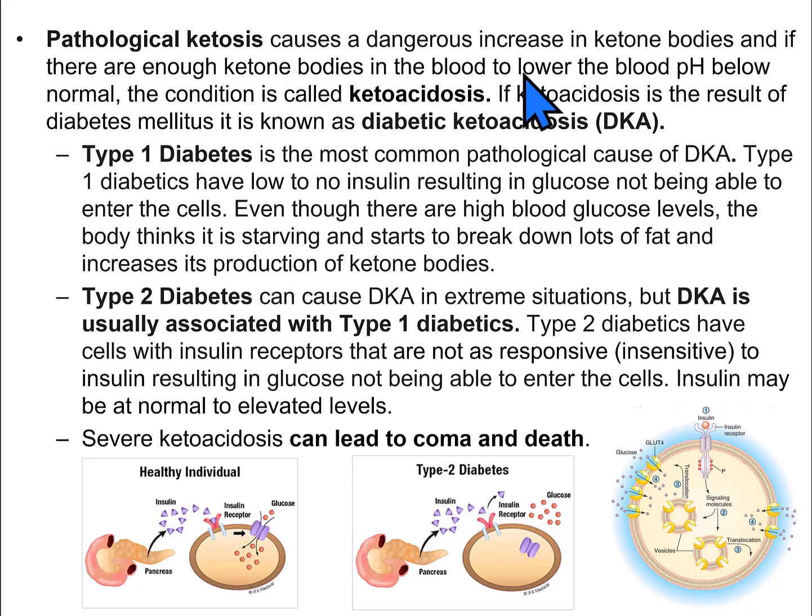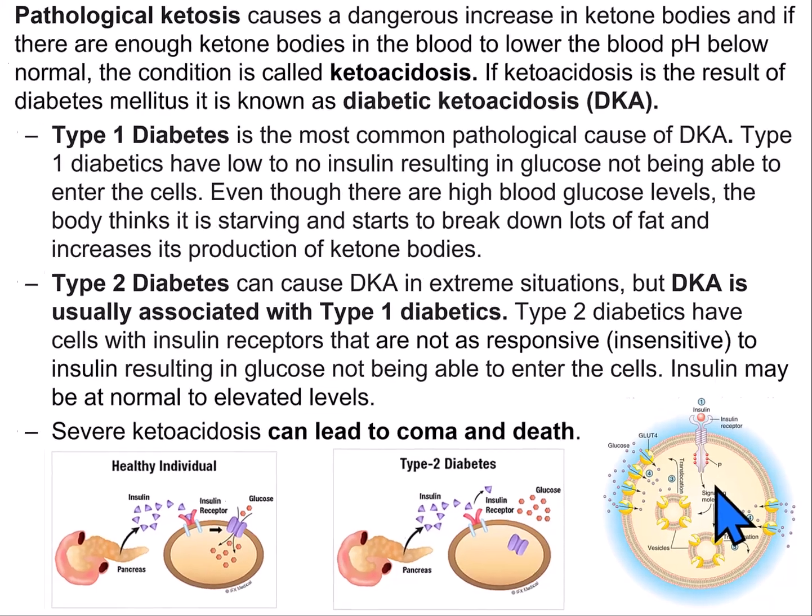Type 2 diabetes can cause DKA, but you have to have a really extreme situation to do this. DKA is usually associated with type 1 diabetics and not type 2 diabetics, although type 2 diabetics can certainly have this, but it's in an extreme situation. Type 2 diabetics have cells with insulin receptors that are not as responsive, or they're insensitive to insulin. And this results in glucose not being able to enter the cell.